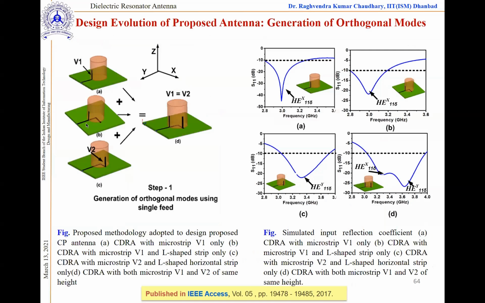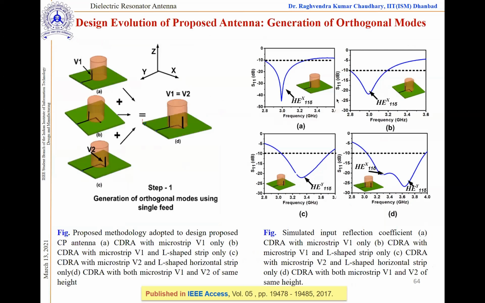Then we introduced a right angle here so that we can put another strip here. Fine. So for this case we have HE2X11 delta, and for this one still HE2X, but here you can see some matching issues are there.